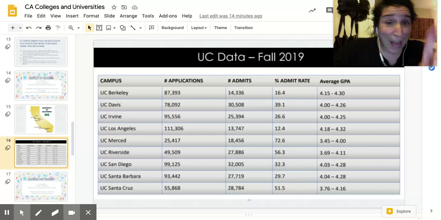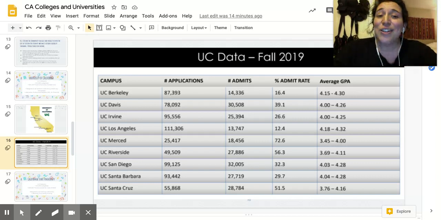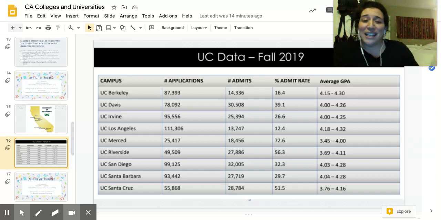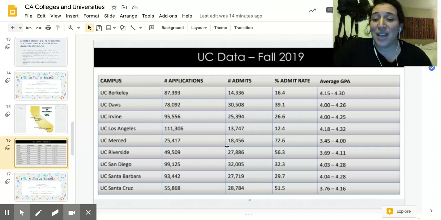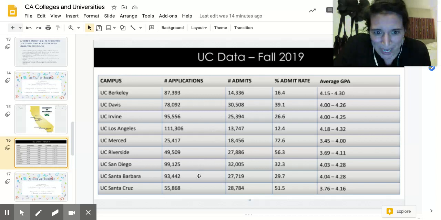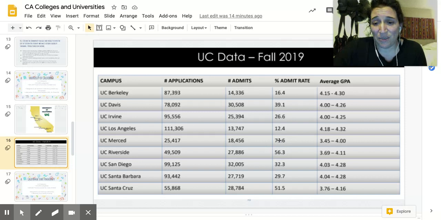You could do it. I know you can do it, but note that you can get the same quality education just by applying to a different location. So we'll look at the percentage that are admitted as well as the size. Notice UCLA, 13,000 a year. What? That's wild. UC Santa Cruz and UC Riverside and UC Merced have the highest acceptance rates.